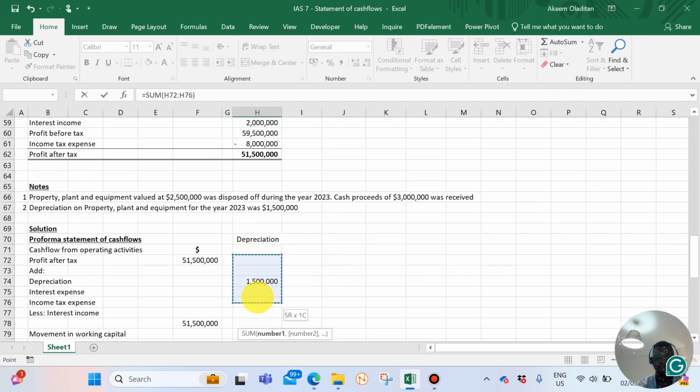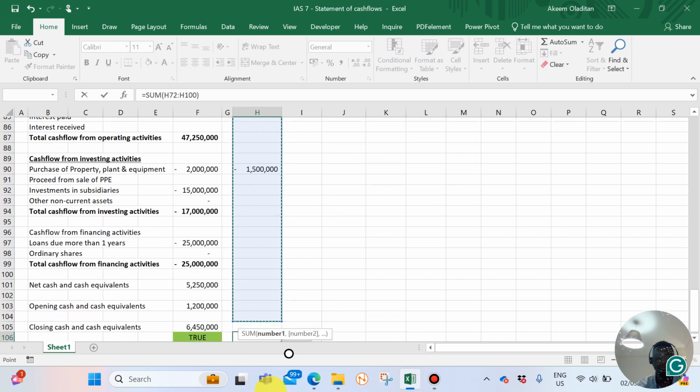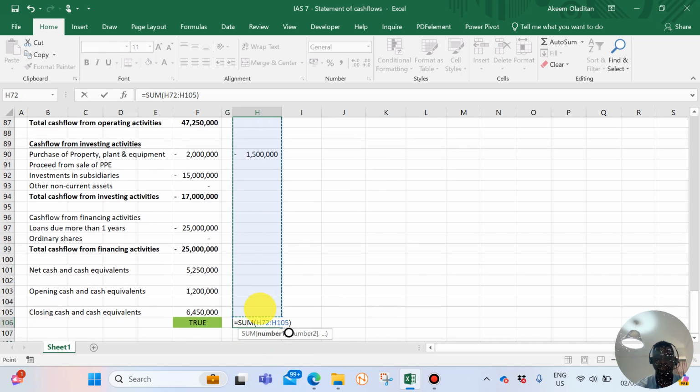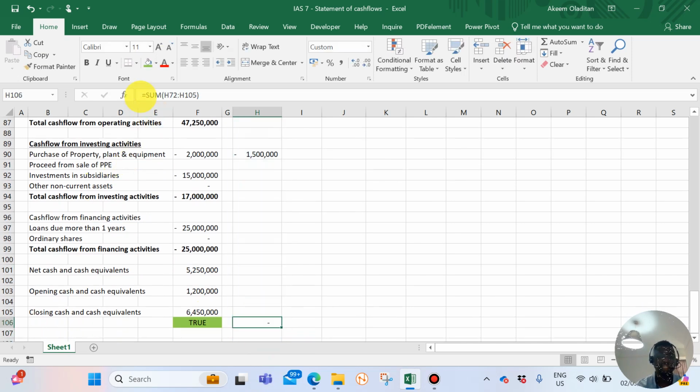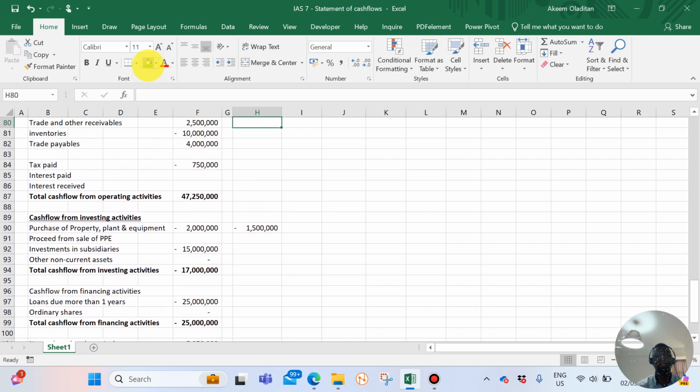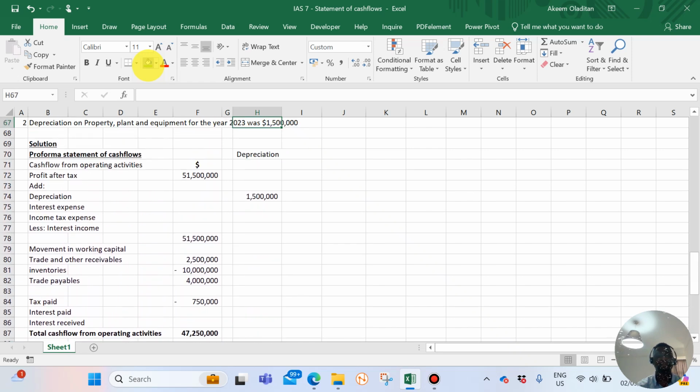So my journal from here down should be equal to 0. So I'll put the check there. That journal is complete. Okay, another aspect of the journal is we said we are adding back interest expense.